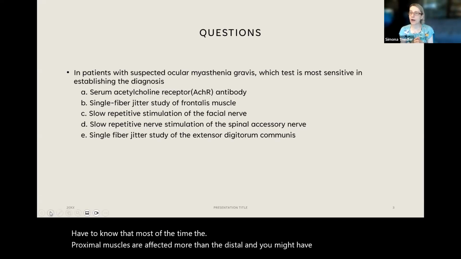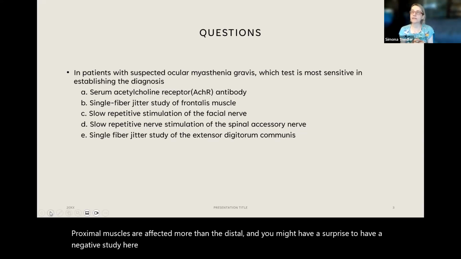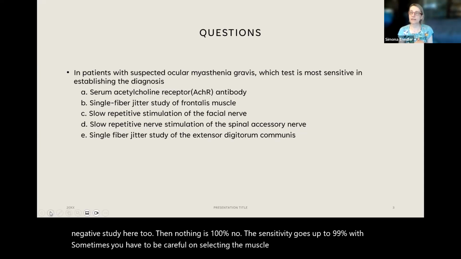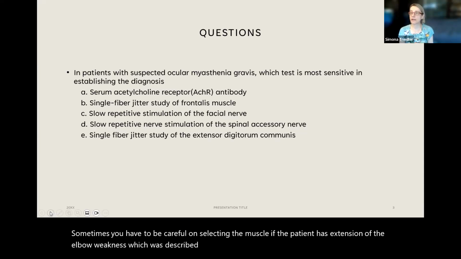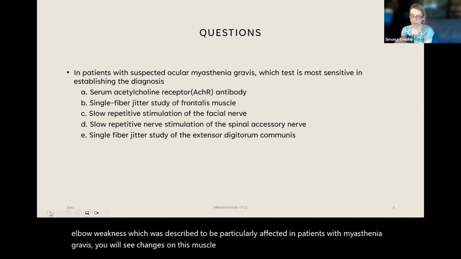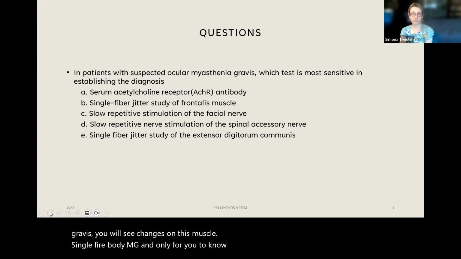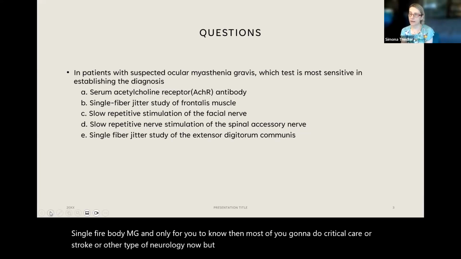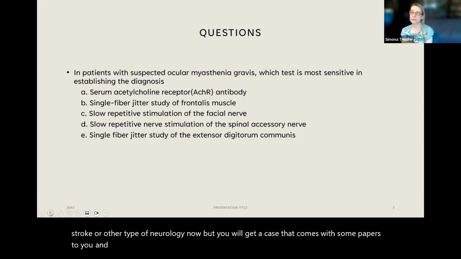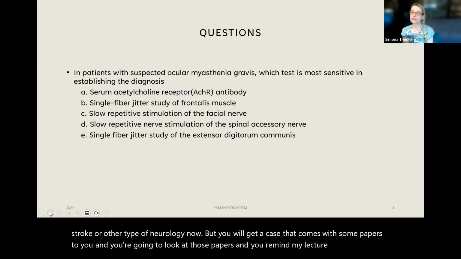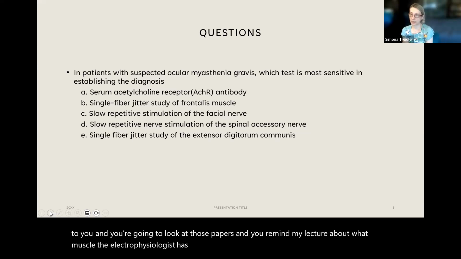And you might have a surprise to have a negative study here too. Then nothing is 100%. The sensitivity goes up to 99%, but sometimes you have to be careful on selecting the muscle. If the patient has extension of the elbow weakness, which was described to be particularly affected in patients with myasthenia gravis, you will see changes on this muscle on single fiber EMG. And only for you to know, most of you are going to do critical care or stroke or other type of neurology, no? But you will get a case that comes with some papers to you, and you're going to look at those papers and you remind my lecture about what muscle the electrophysiologist has chosen to study for you. Okay?